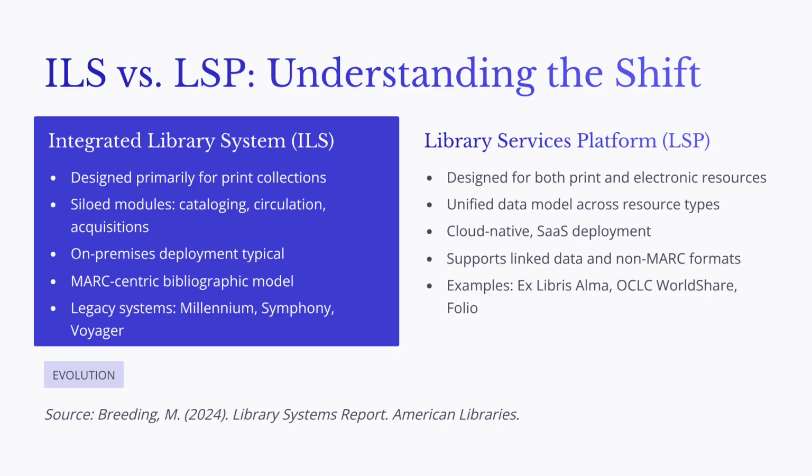An integrated library system, ILS, was the dominant model for decades. It was built primarily around print. You catalog a book, you circulate it, you track who has it. It was modular but kind of siloed. Cataloging talked to circulation, but the whole system was built with a print-first assumption baked in.